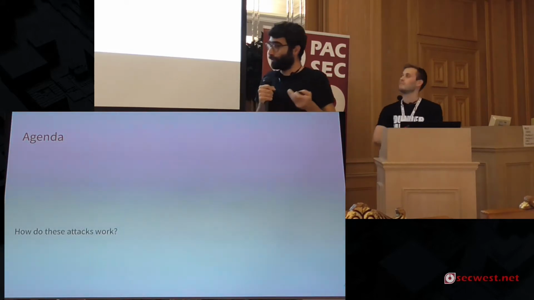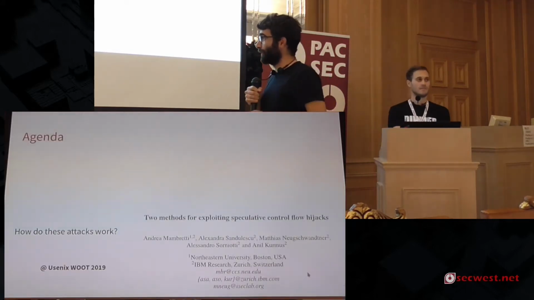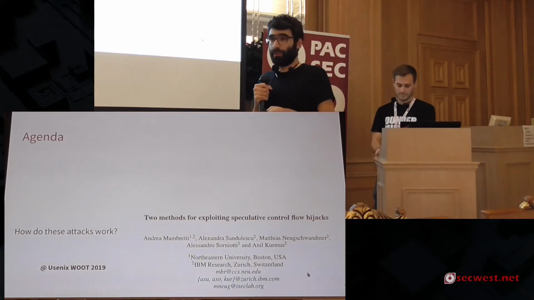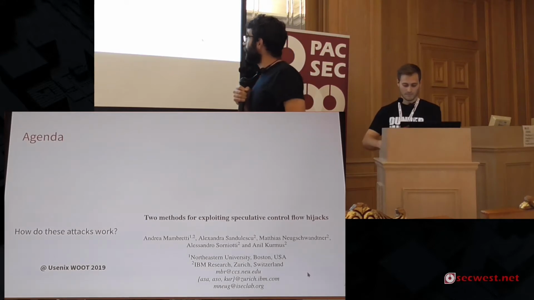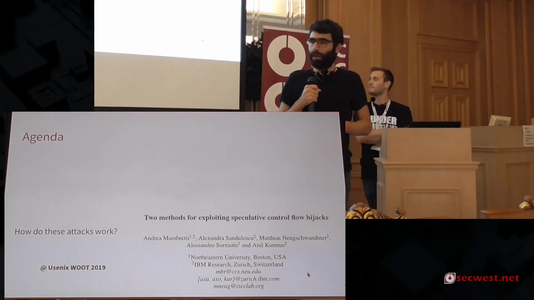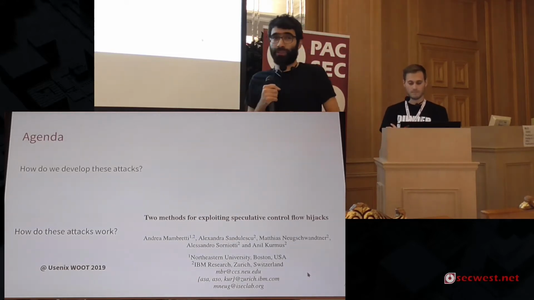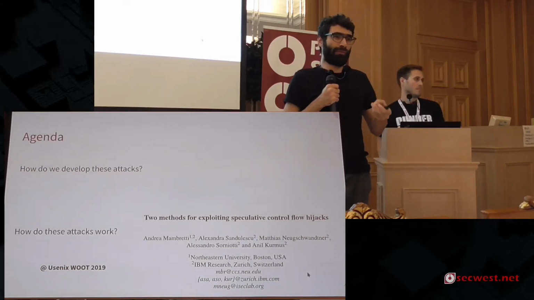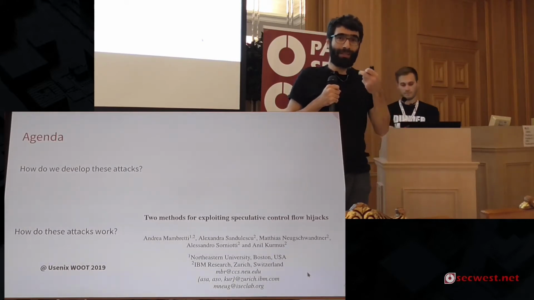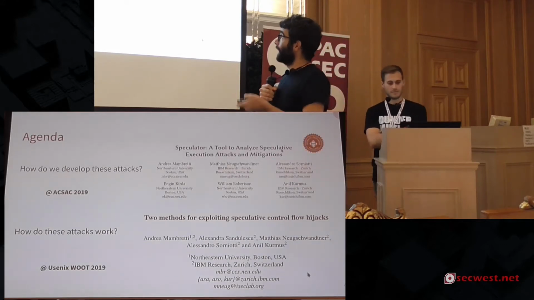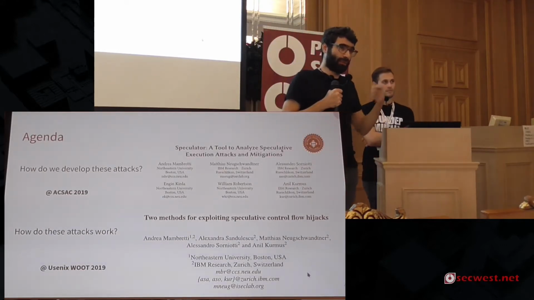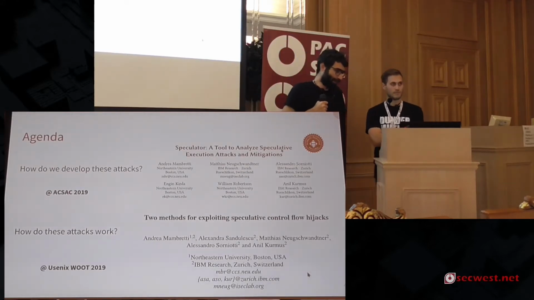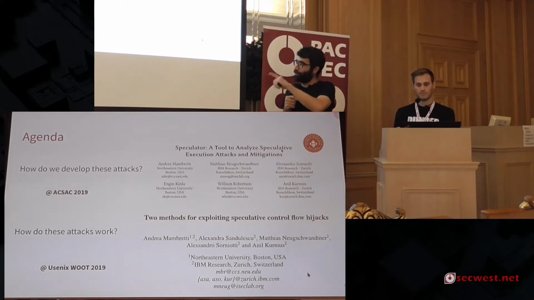So the agenda, as we said, is first to talk about how these attacks work. That would be part of our USENIX WOOT presentation. We had a paper presented this summer at WOOT called Two Methods for Exploiting Speculative Control Flow Hijacks. The other part of this presentation is how we get there. Although those attacks are nice, it's very important for us to understand how we can develop these attacks and also understand them deeply. So we have developed a tool called Speculator, and it's a paper at PacSec. It will be presented in December this year, so it's the first time we're talking about it for PacSec folks. Those will be the two parts of the presentation.